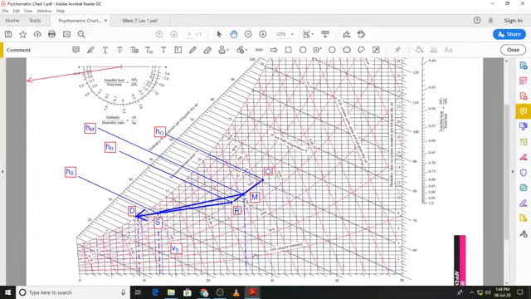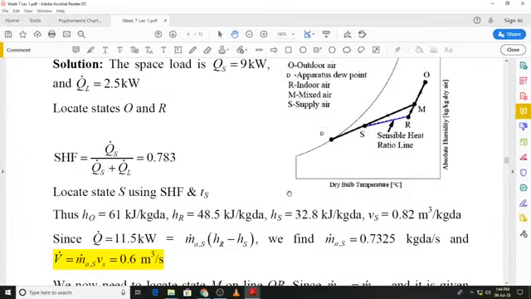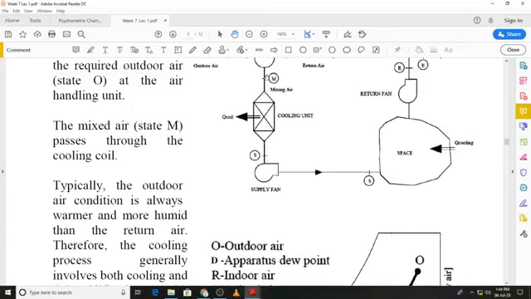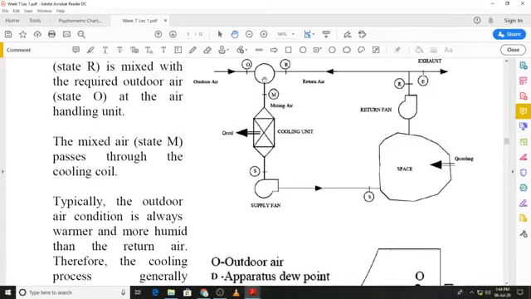If you go back to the schematic diagram, I'll go back to the schematic diagram for the cooling cycle, and you can see the mass flow rate that is supplied is the same as the mass flow rate that we obtain after mixing of the recirculated air with the fresh outside air. So let's say if R is 1 kilogram per second and O is 0.5 kilogram per second, M will be 1.5 kilogram per second, and the same mass flow rate passes through the cooling unit.